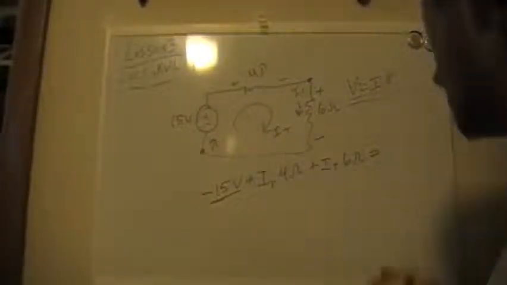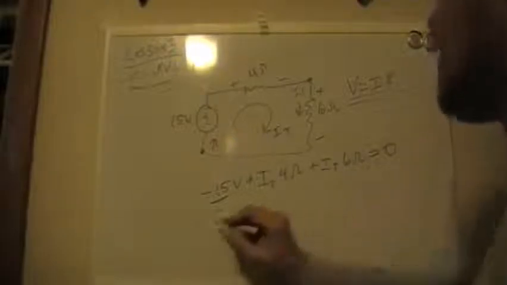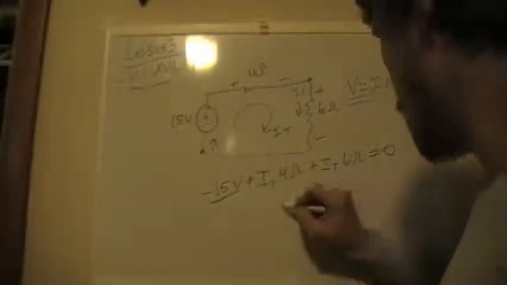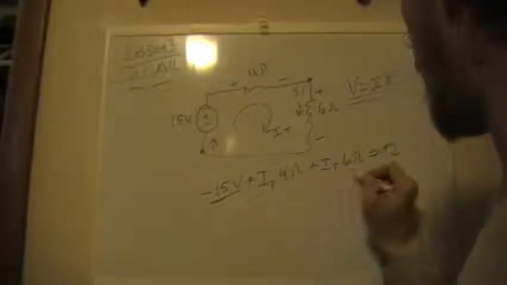So what we need to do now is move some stuff around. So we're going to get 15 volts. I'm going to move it to this side of the equation, and I'm going to add these two together.